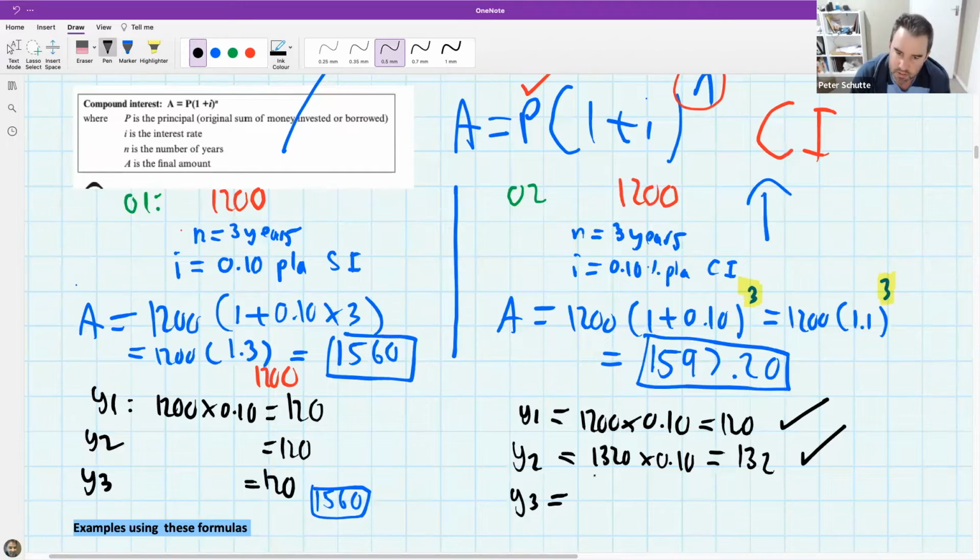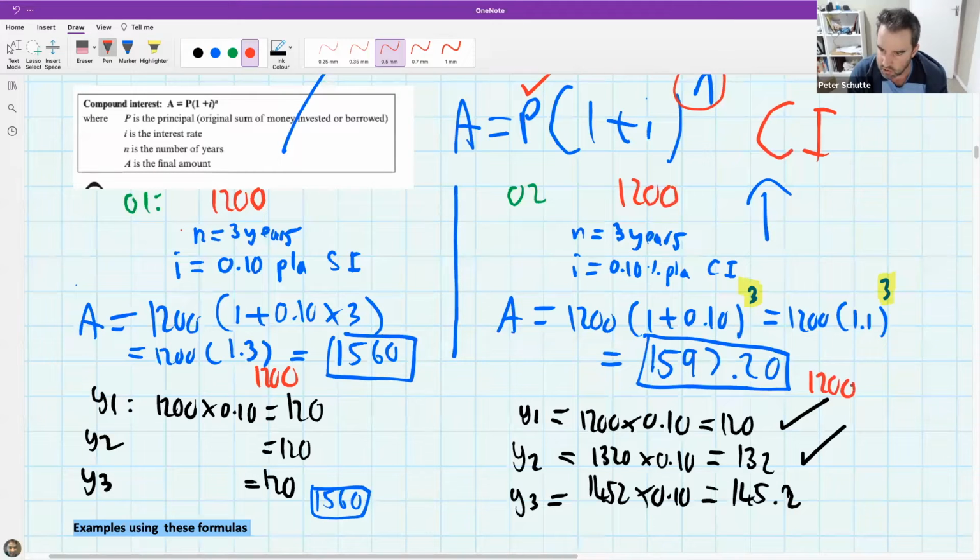This is going to be, we are taking 10% of that, which is 145.2. Now, how do we get up to this amount over here? Well, all we did was we went 1,200 plus all these things. So 1,200 plus 132 plus 145.2.